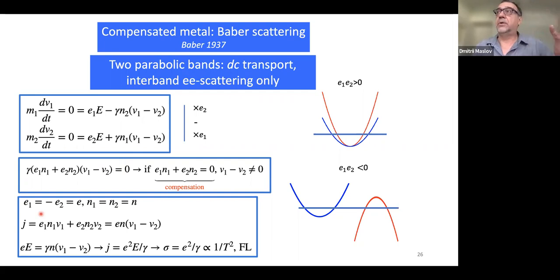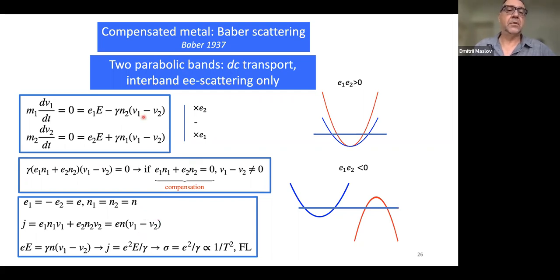So because we're talking about electrons, e1 and e2 must be equal in magnitude to the electron charge. So that means that one of the bands must be electron-like and the other one is hole-like. And then it means that the number density has to be the same. The current is the sum of the currents in each of the bands. And under this condition of compensation, it's just proportional to the difference of the velocities.